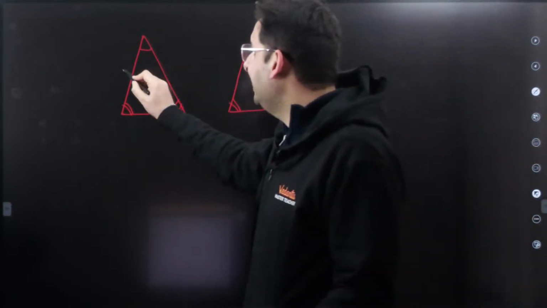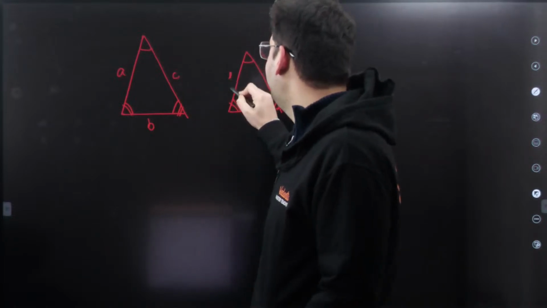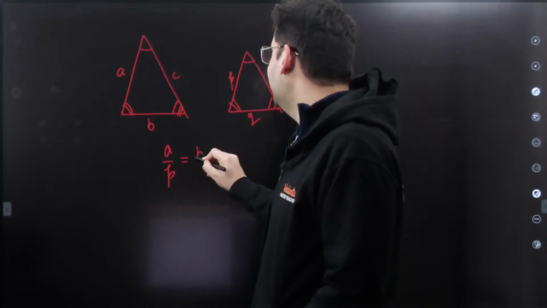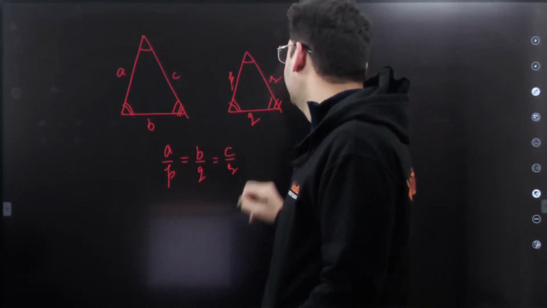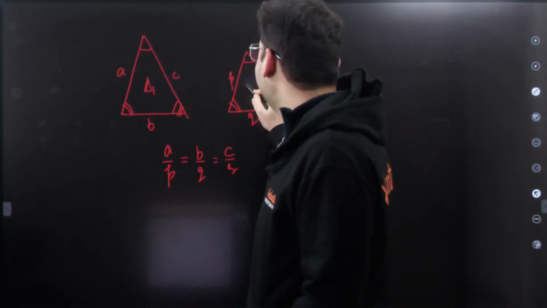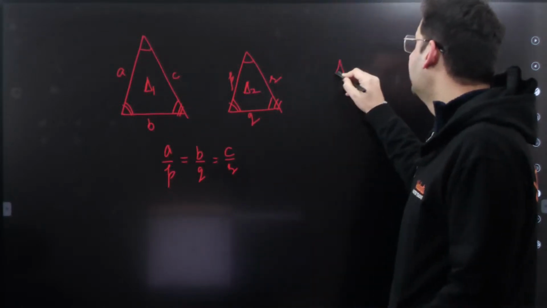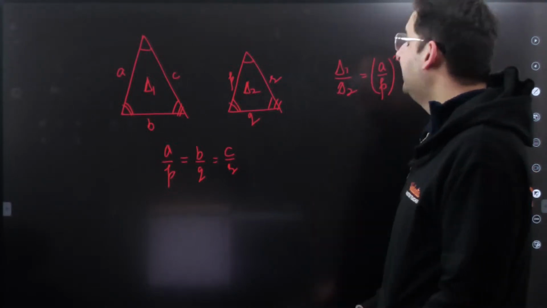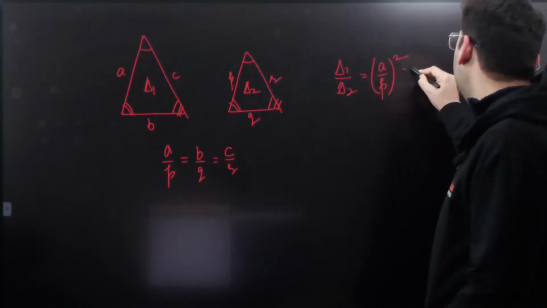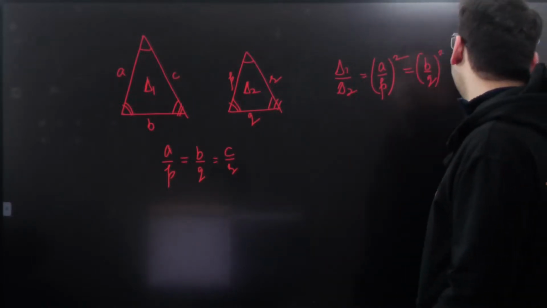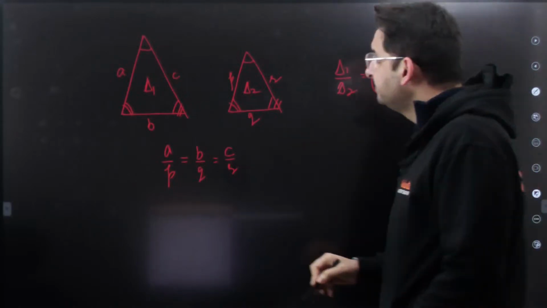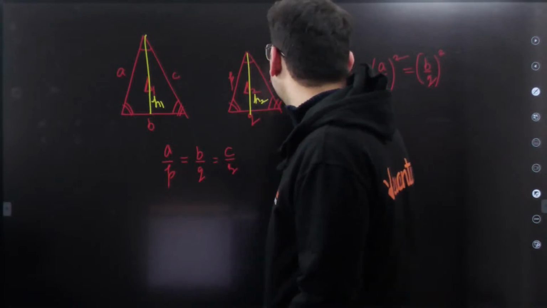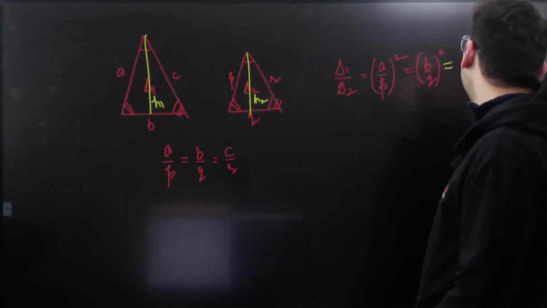Right, so if the sides are A, B, C and these sides are P, Q, R, then A upon P, the corresponding side ratio are same. B upon Q is C upon R. Also, if this area is delta 1 and this area is delta 2, then delta 1 by delta 2 is equal to A by P whole square. It is the square of the ratios, or B by Q whole square or C by R whole square. Moreover, if this height is H1 and if this height is H2, so this is also equal to H1 by H2 whole square.